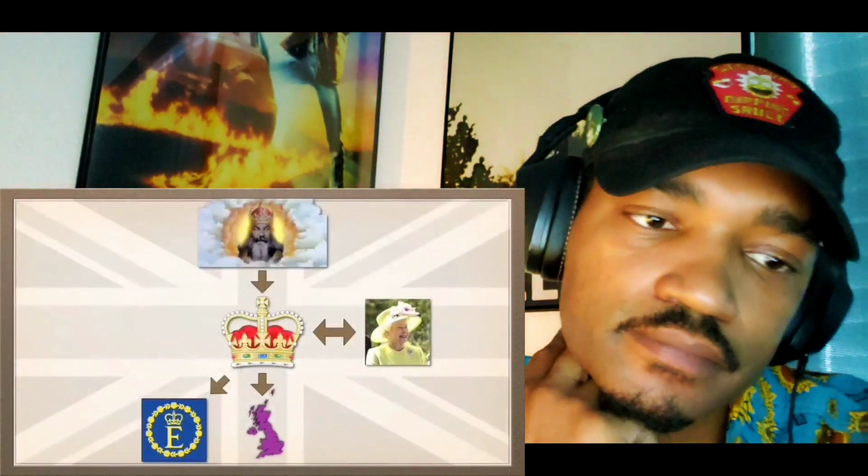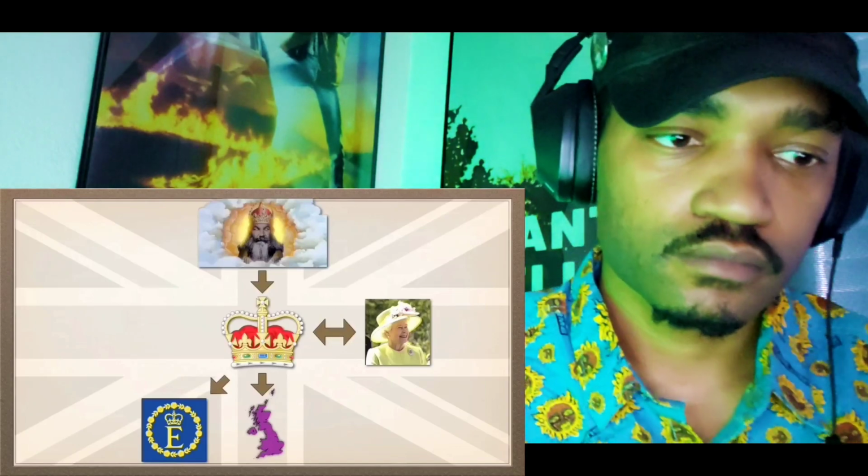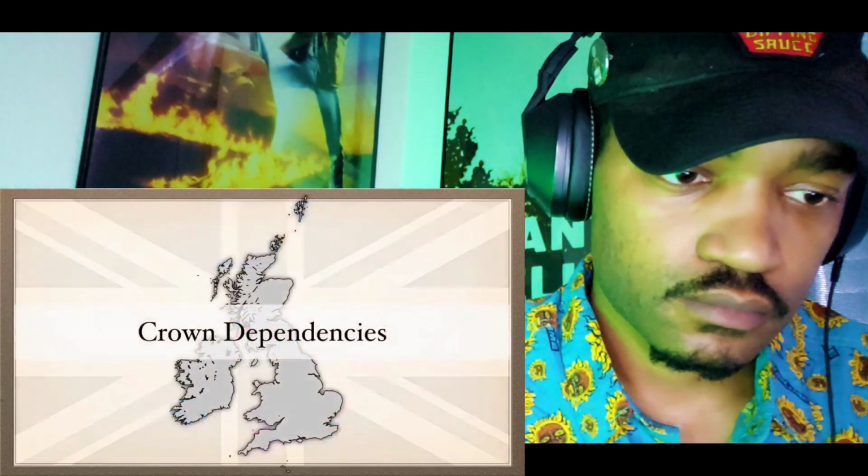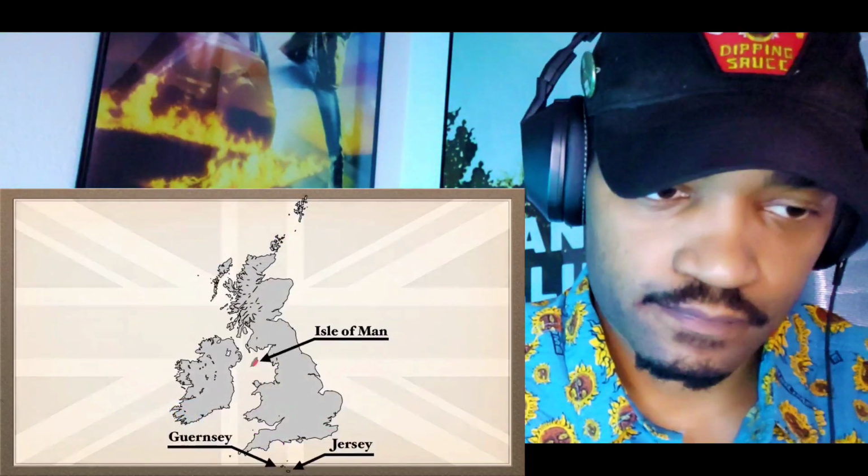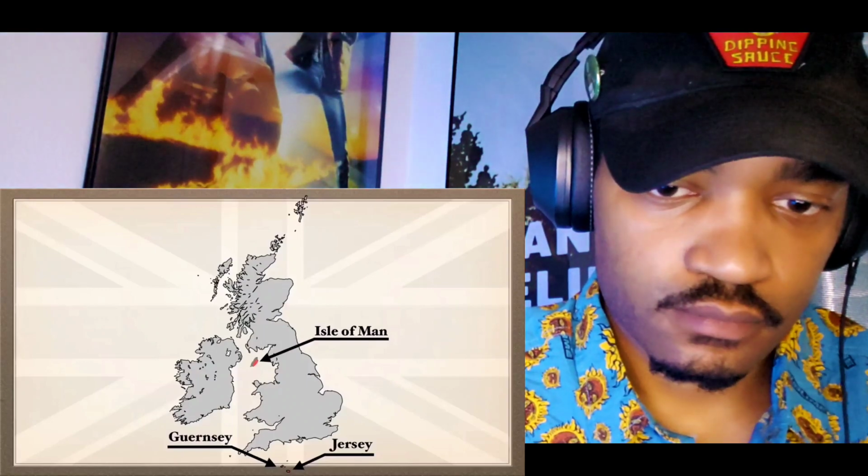Independent nations, but still recognize the monarchy as the head of state, even though it has little real power within their borders. There are 3 further entities that belong to the Crown, and these are the Crown dependencies, the Isle of Man, Jersey, and Guernsey. Unlike the Commonwealth realm, they are not considered independent nations, but are granted local autonomy by the Crown and British citizens.